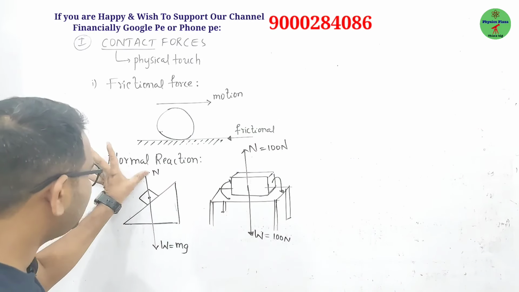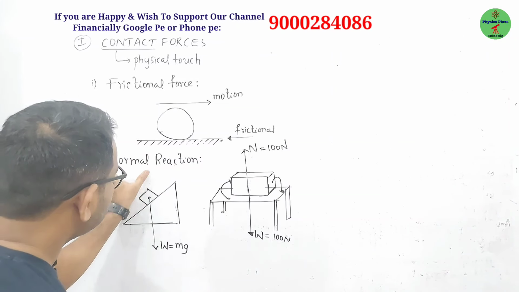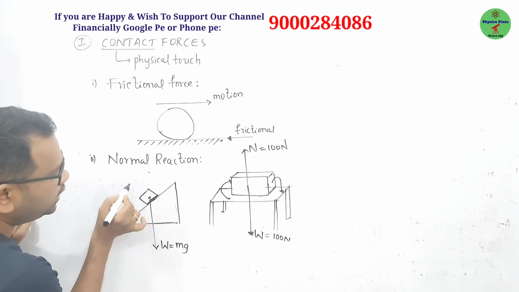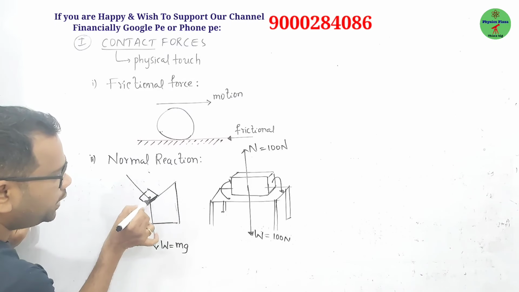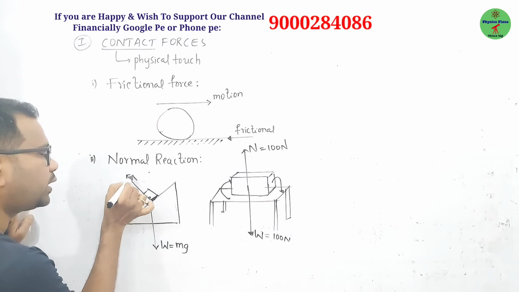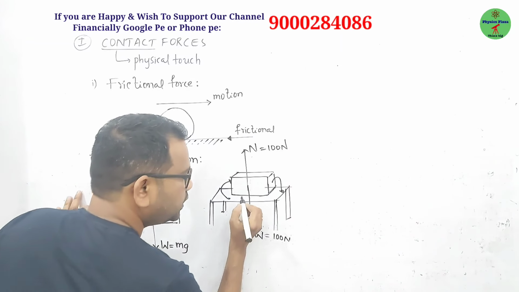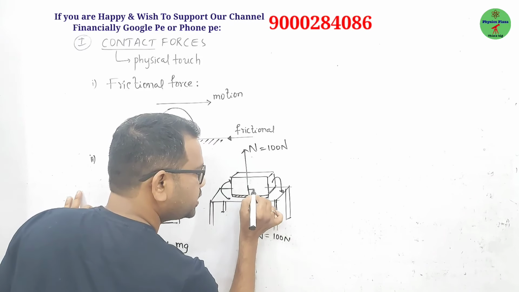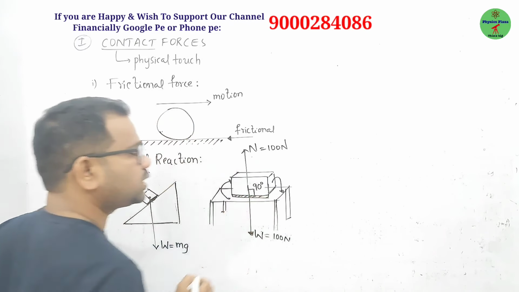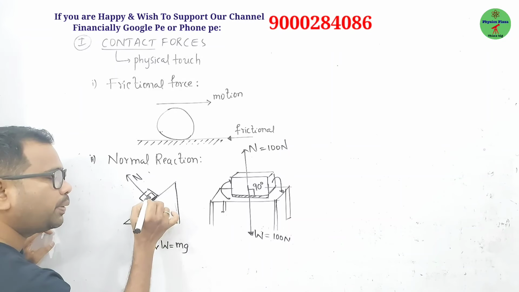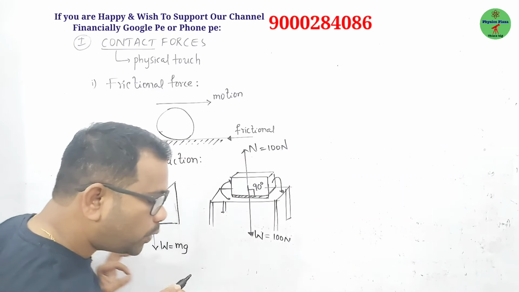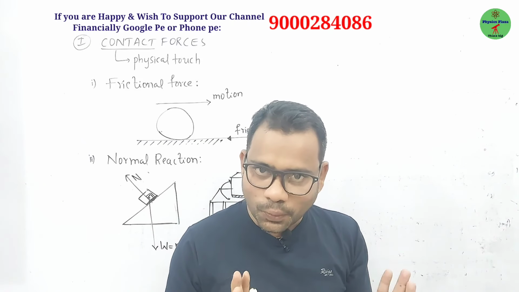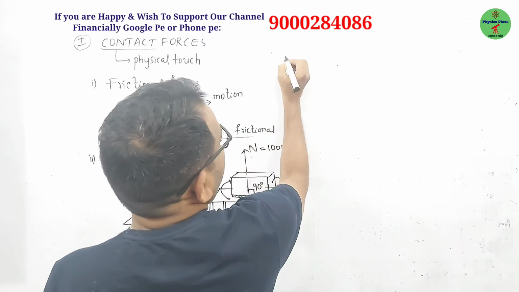Then what, sir? Let me tell you. This is a contact, right? The surfaces are in contact. Normal reaction is always perpendicular to the surfaces in contact. Here also, this is a contact, so you can see this normal reaction is perpendicular to the surfaces in contact. Here also perpendicular. So normal reaction is always perpendicular to the surfaces in contact. Clear? Okay, fine. So the second one. Now the third one, dear children.